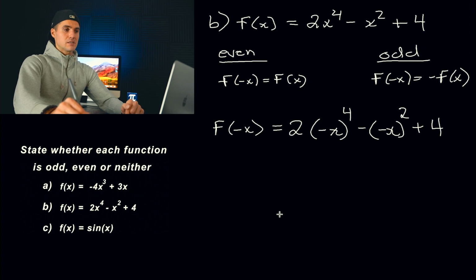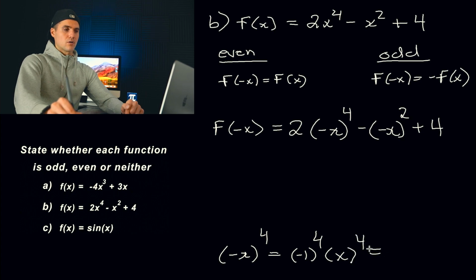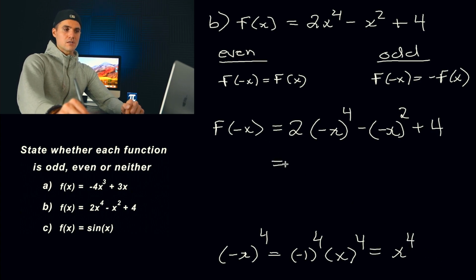And notice now we're dealing with these even exponents. So I'll do one of them on the side here. Negative x to the power 4, that's going to be like negative 1 to the power 4, x to the power 4. Negative 1 to the power 4 is just positive 1. So you just end up with x to the 4. Right? So over here, this would just be x to the 4. The negative would go away.